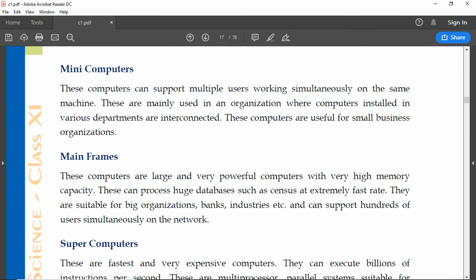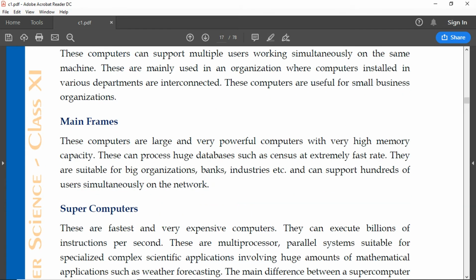Minicomputers. These computers can support multiple users working simultaneously on the same machine. These are mainly used in an organization where computers installed in various departments are interconnected. These computers are useful for small business organizations.